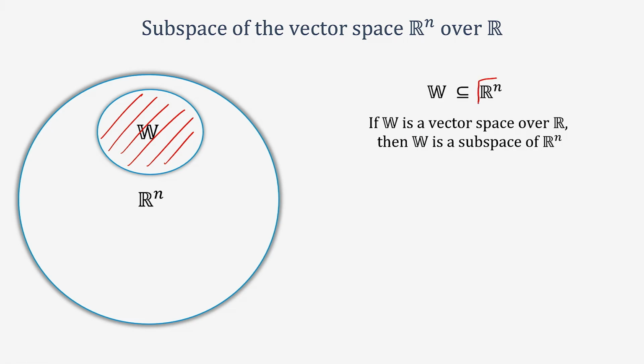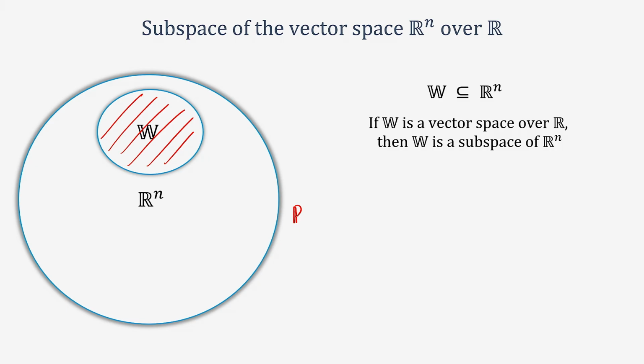Remember, Rn was a vector space over R. So then W should also be a vector space over R. Basically, you had a vector space over R, and inside that there is another set which also is a vector space over R. Let us take an example and understand it.